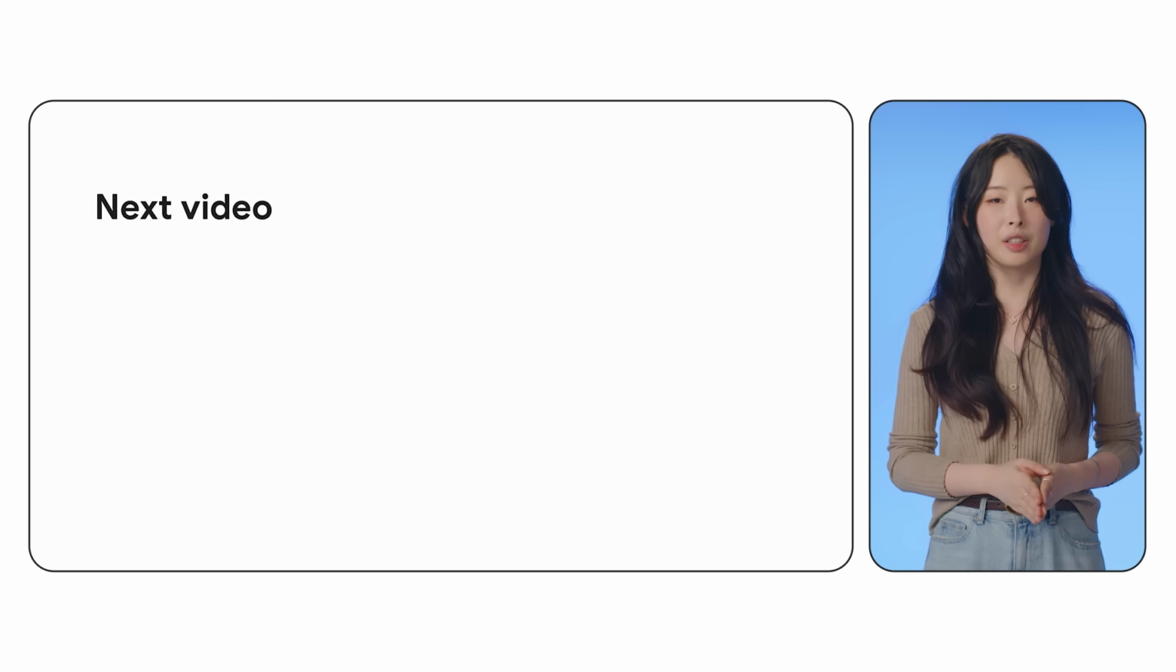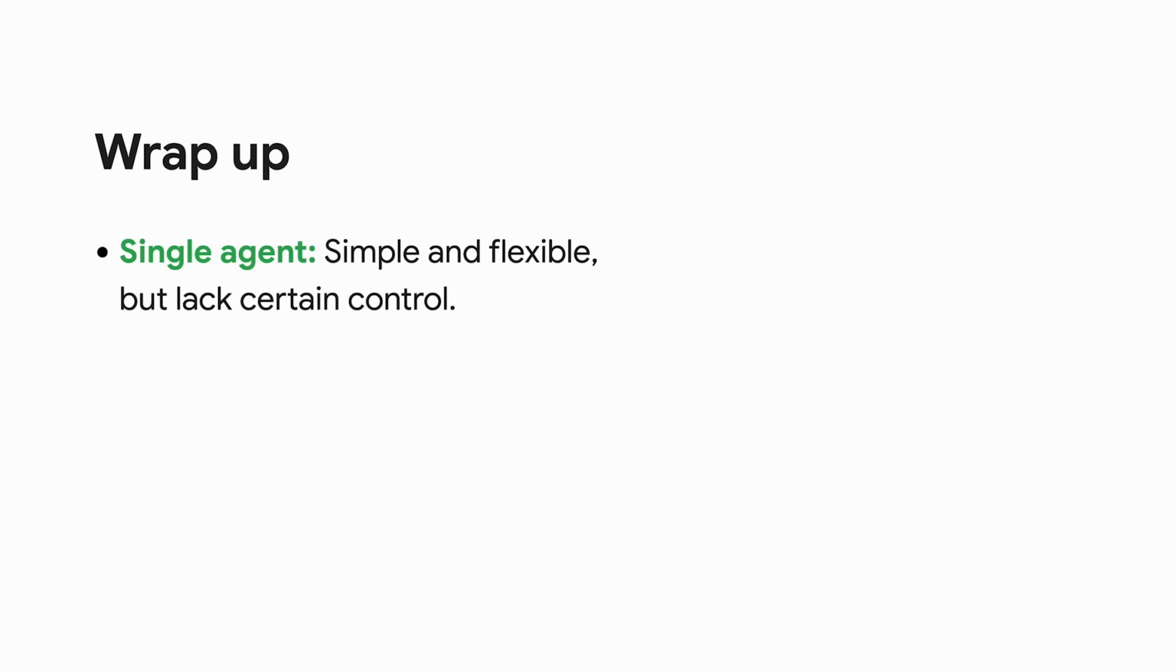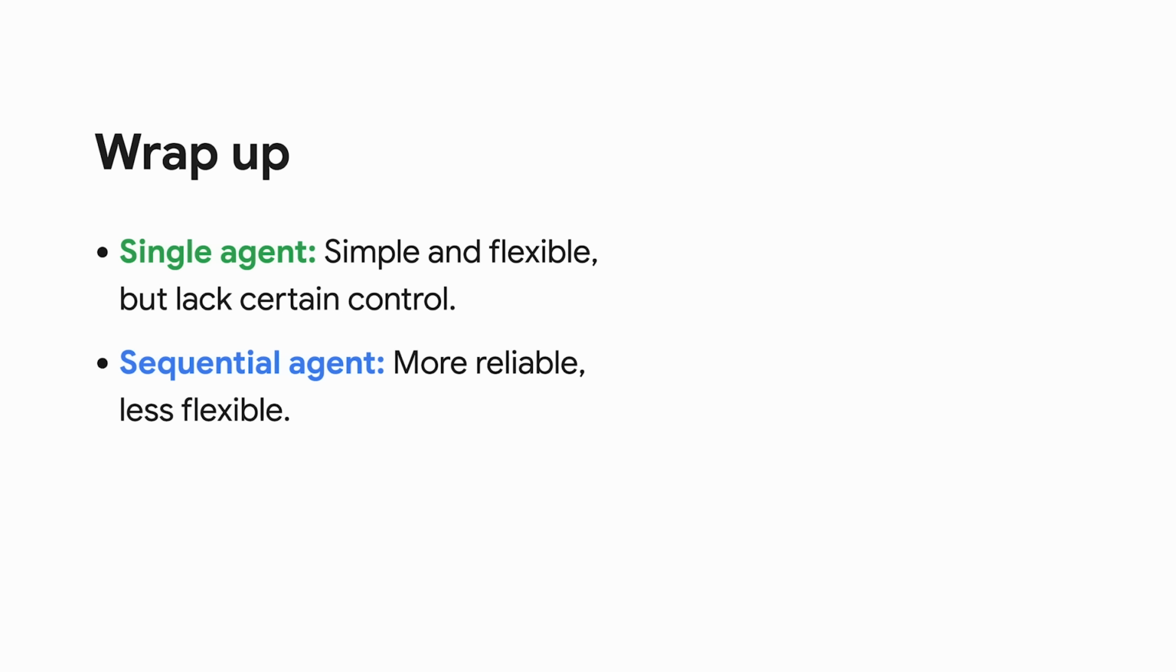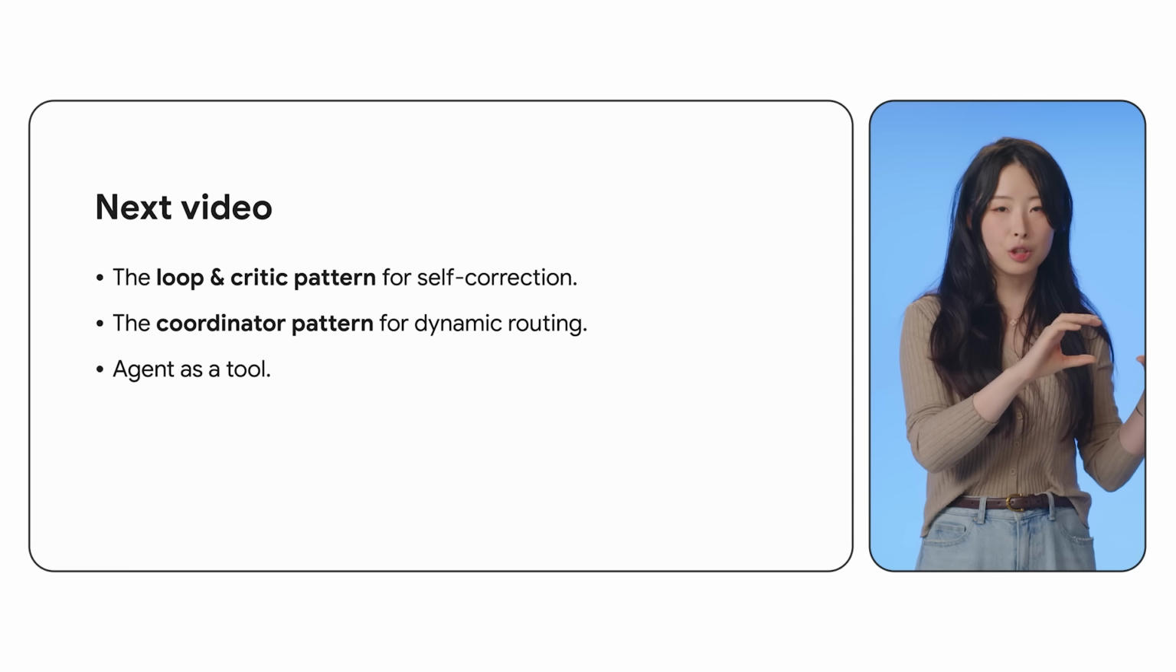With those patterns, you can already build some powerful workflows. And in our next video, we're going to level up with more advanced patterns for handling even more complex and dynamic problems. We will explore cases with different practical examples. The patterns we're going to cover next episode include the loop and critique pattern for self-correction, the coordinator pattern for dynamic routing, and also the powerful concept of using an agent as a tool.